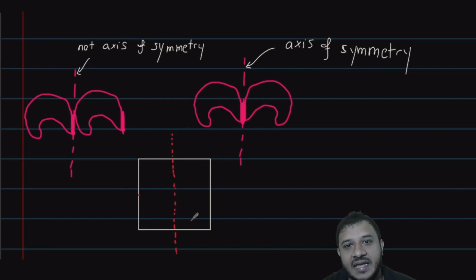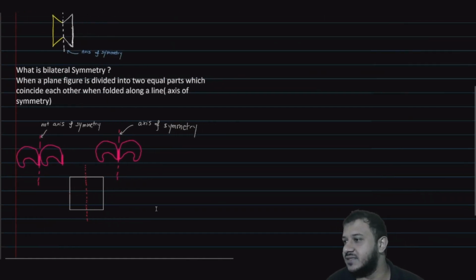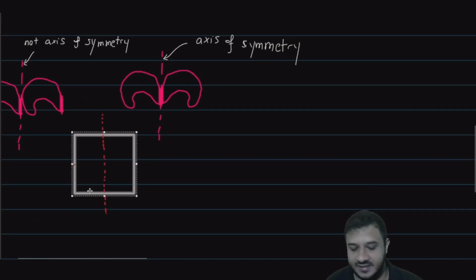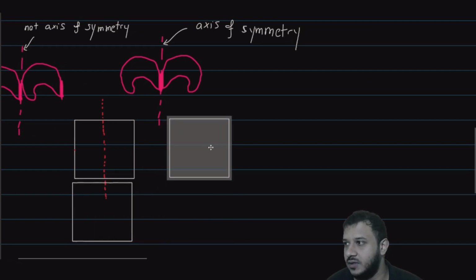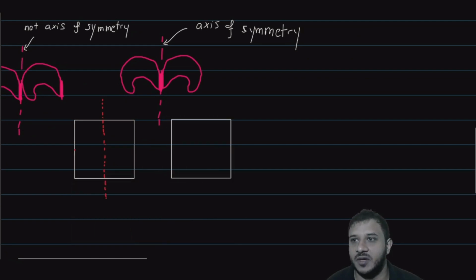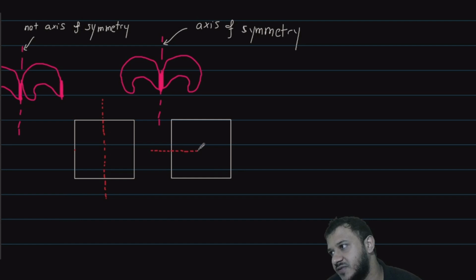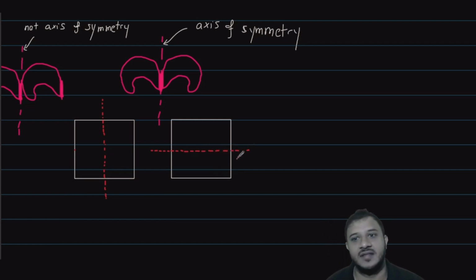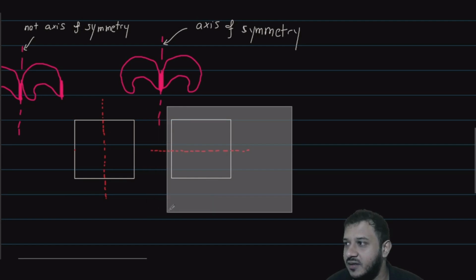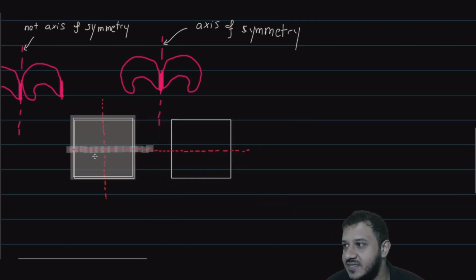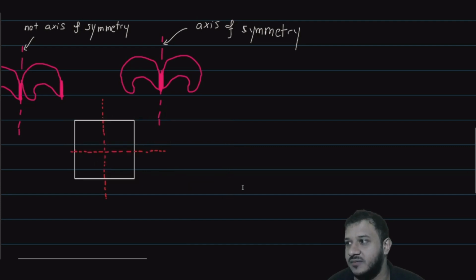Yeah. But like that, if I take this same square, I can also draw another axis of symmetry like this, right? That is another axis of symmetry. So like that, how many different axes of symmetry can I make for this square? That's what my question is.